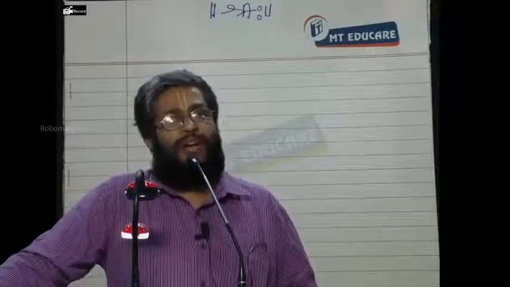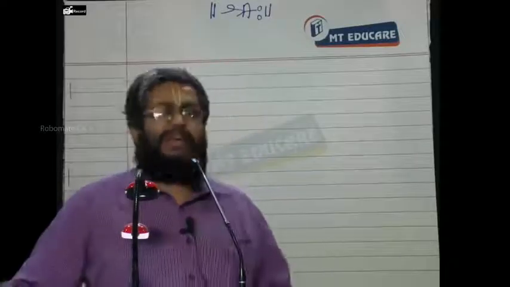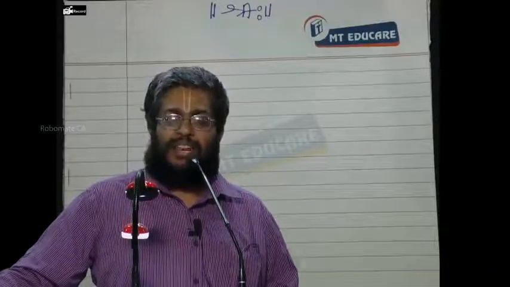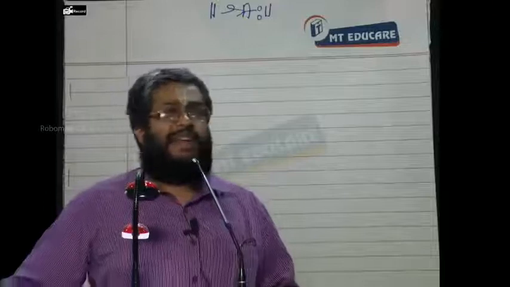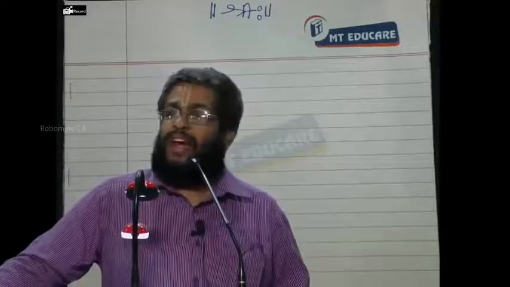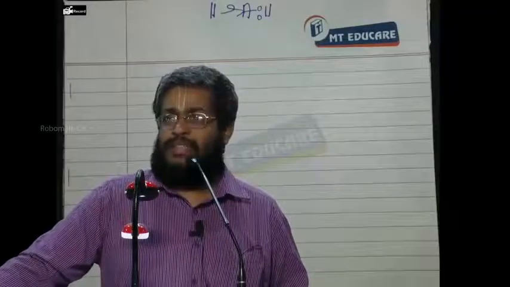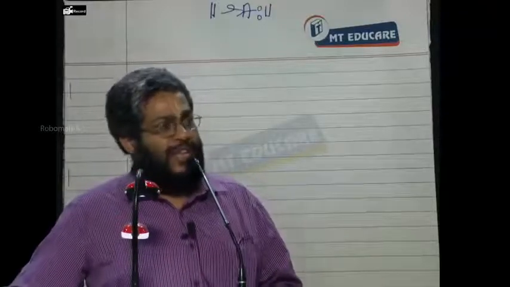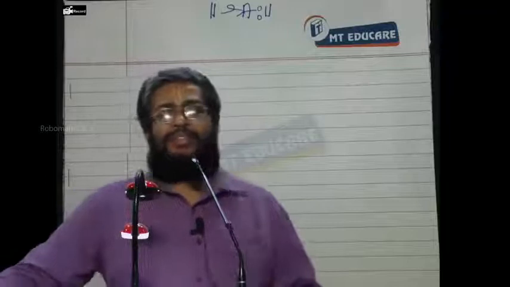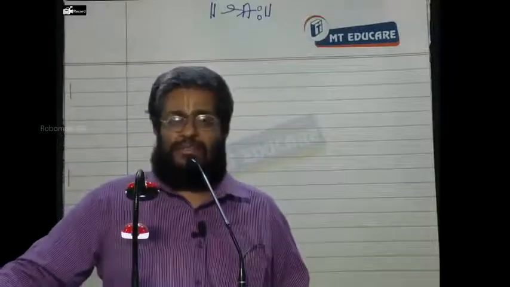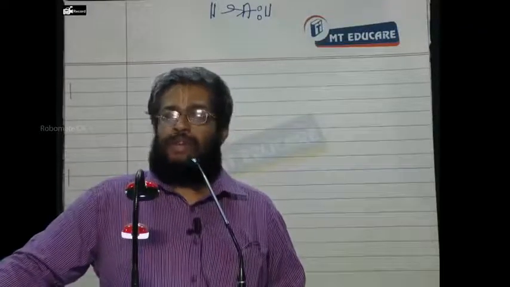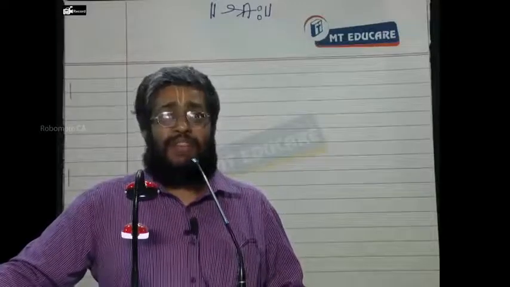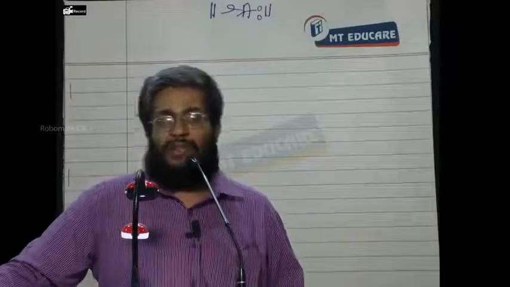So here, in all decisions, one thing surely needs to be calculated. Interest lost on debtors is a very important calculation in any problem. For that, debtors should be valued. We value debtors under three approaches: sales approach, total cost approach, variable cost approach. If nothing is given, use the sales approach. If they give you only variable cost, use the variable cost approach. If they give you details regarding fixed cost, use the total cost approach.